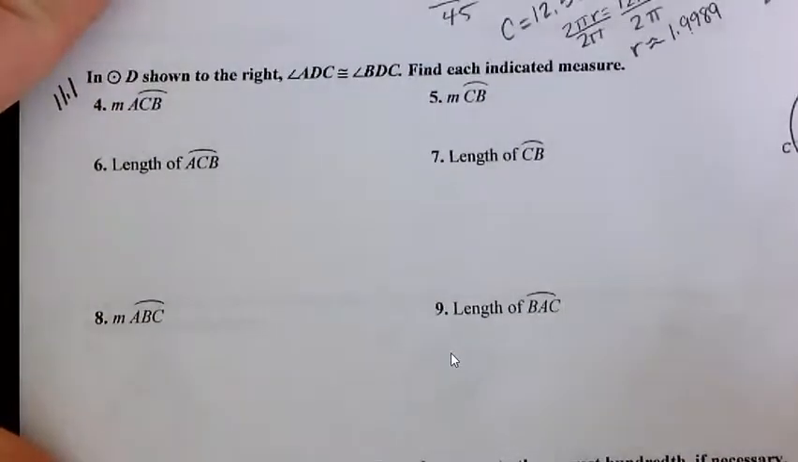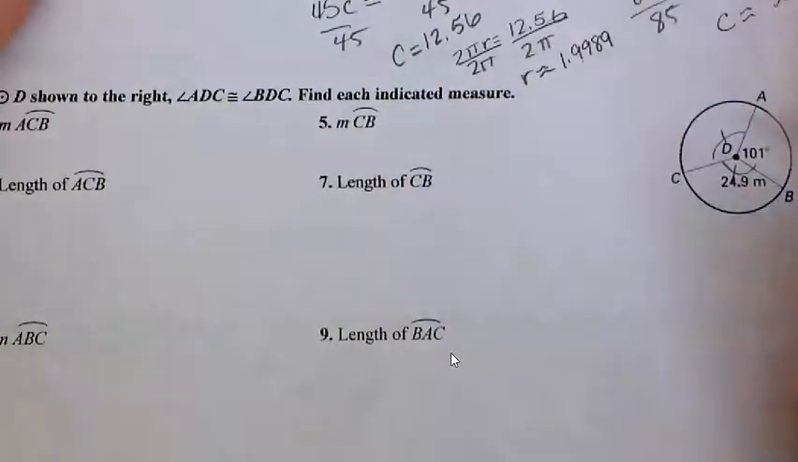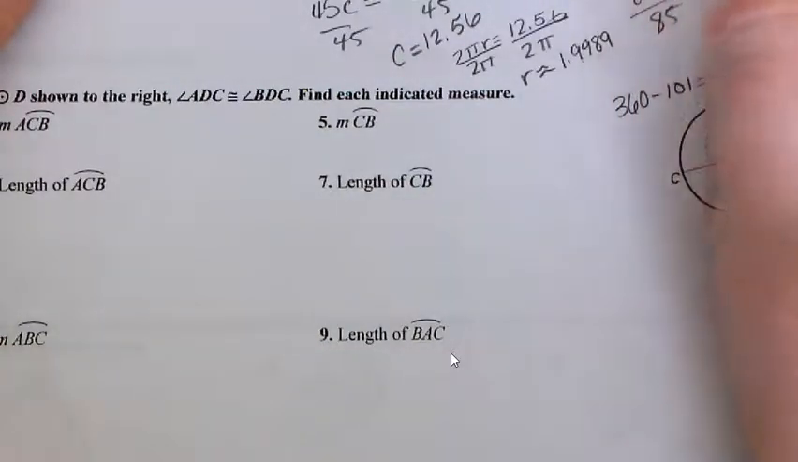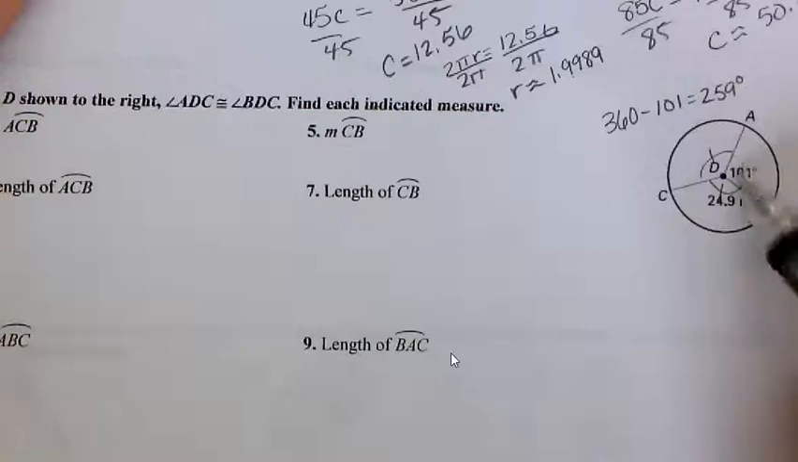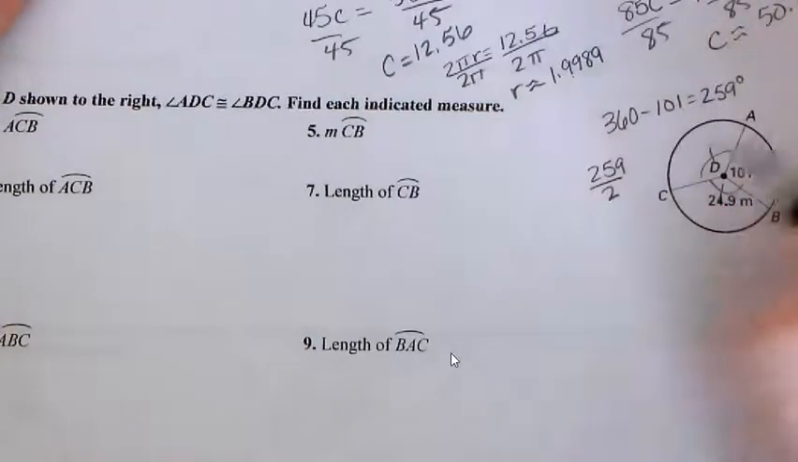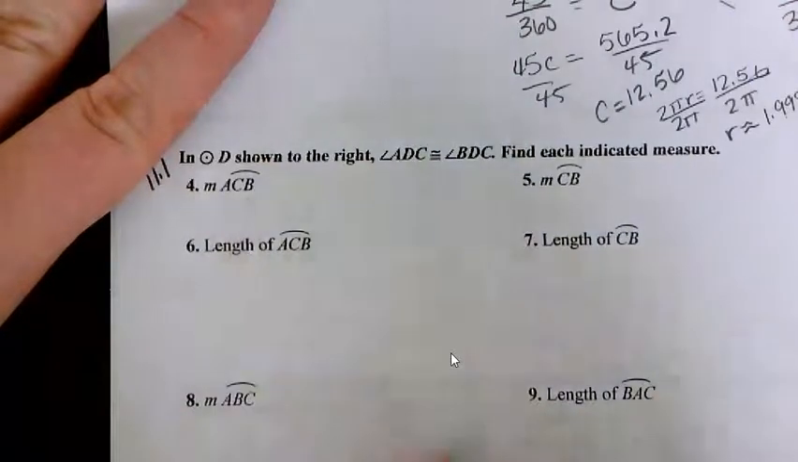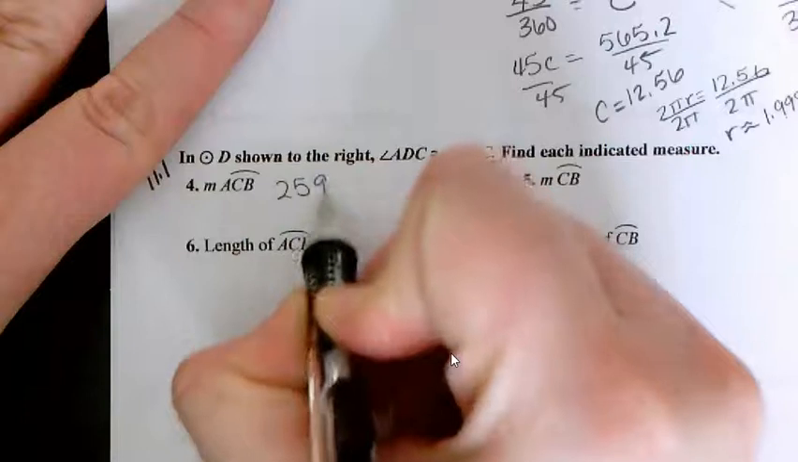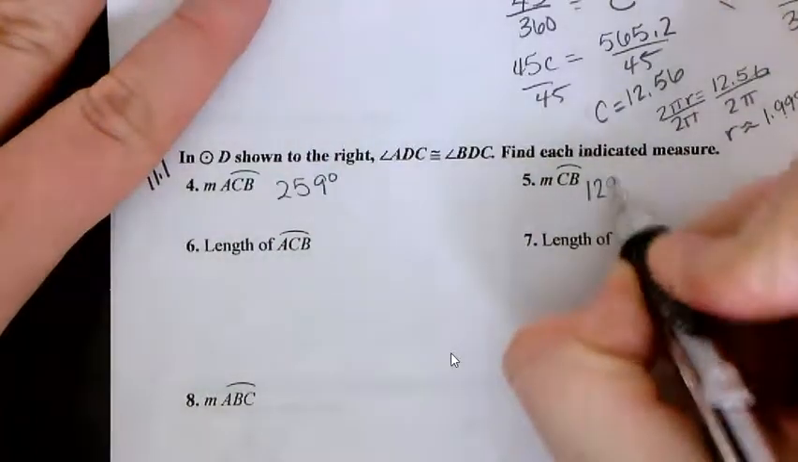The next section of practice test problems from 11.1 is from 4 through 9. Based on this circle, it tells me that angle ADC is congruent to angle BDC. So 360 minus 101 equals 259 degrees. That gives me the measurement of ACB, because this central angle here is 101, and the leftover is this. Since 259 is divided into 2 equal parts, you take 259 divided by 2, and that gives you 129.5 degrees. The measure of the arc's degrees is equal to the central angle's. ACB is the big arc, which is 259 degrees. Measure of arc CB is that part divided in half, which is 129.5 degrees.